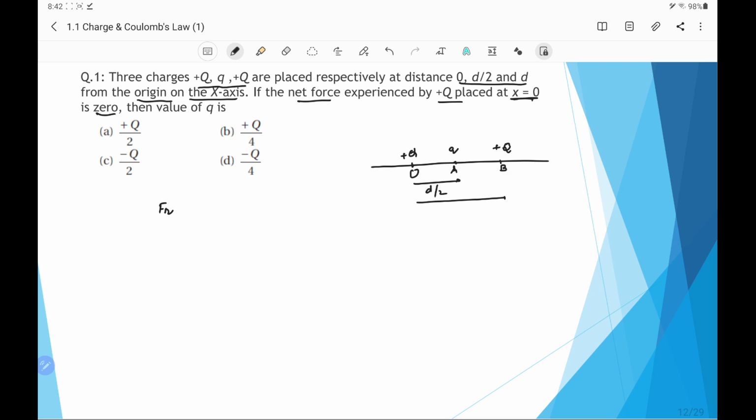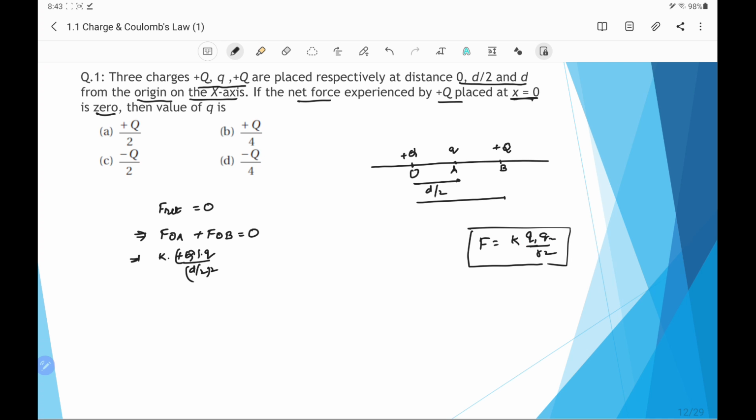That means F net equal to 0. This implies that the force on the charge at O due to A plus the force on the charge at O due to the charge at B should be 0. This implies K into plus Q into q by (d by 2) square, using Coulomb's law, which states that F equal to K into Q1 Q2 by R square. This is Coulomb's law, which gives the electric force between two charges separated by a distance R, and K is 1 by 4 pi epsilon naught.